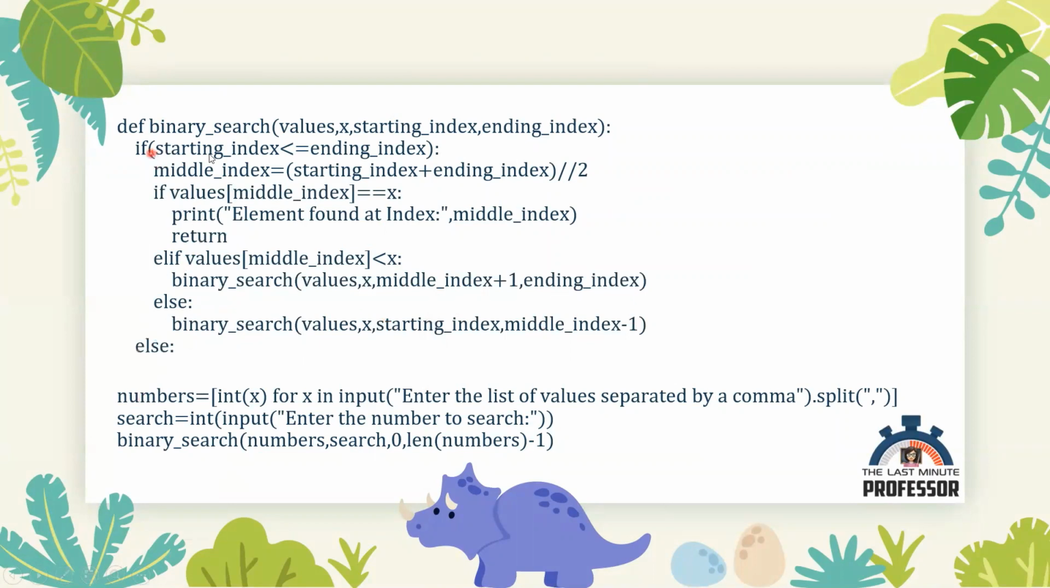Now, this is how the searching process goes. In case this is not true, that is, the starting index is greater than the ending index, in that scenario, that is the else part I'm giving here, what should I do? That means I have searched the elements using binary search, but the element is not found. So in that case, I can print element is not found.